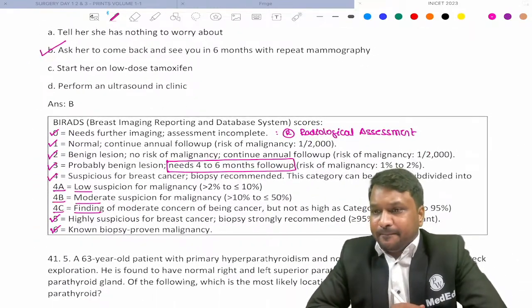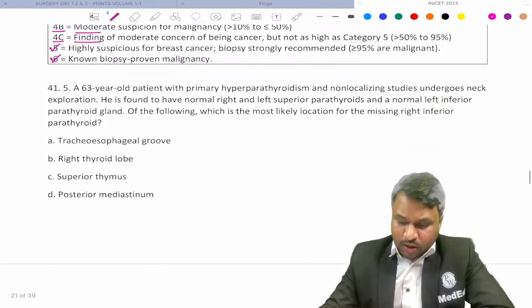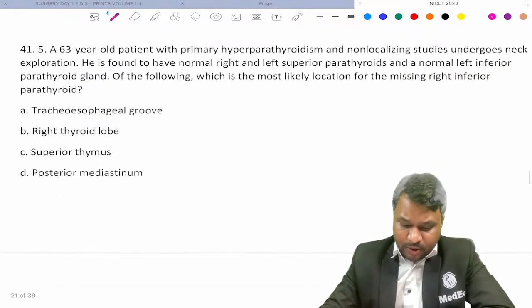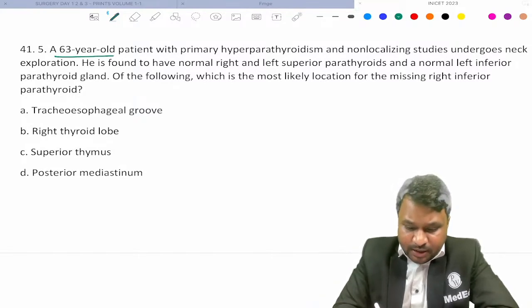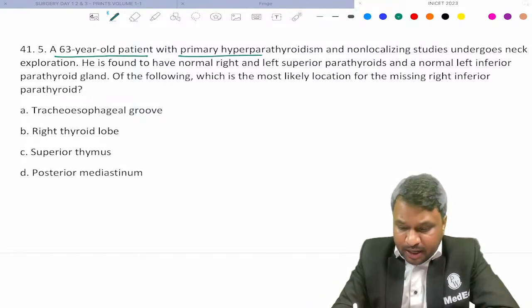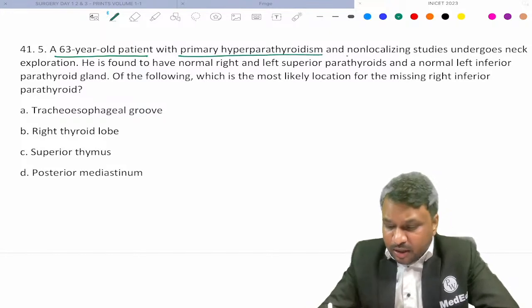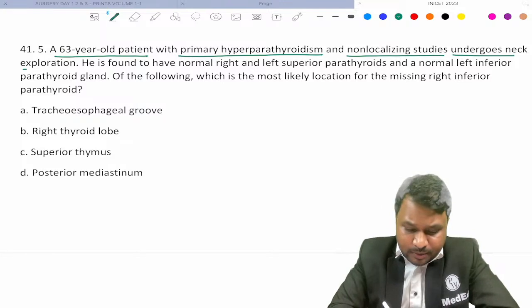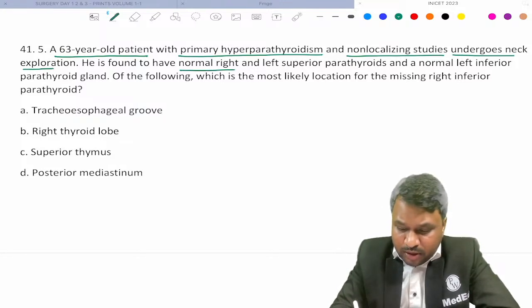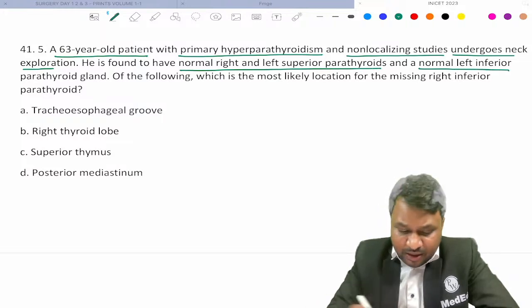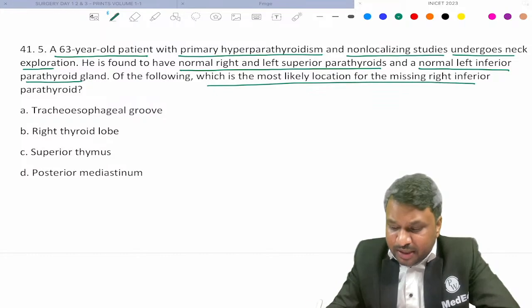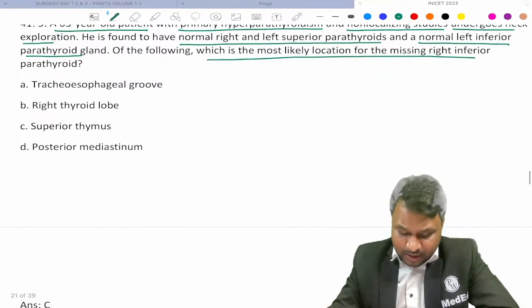Okay. So, question number 41. Let's see if you're able to get this. We have a 63-year-old patient with primary hyperparathyroidism and non-localizing studies who undergoes a neck exploration and is found to have normal right and left superior parathyroid glands and a normal left inferior parathyroid gland. Which of the following is the most likely location of the missing right inferior parathyroid gland?